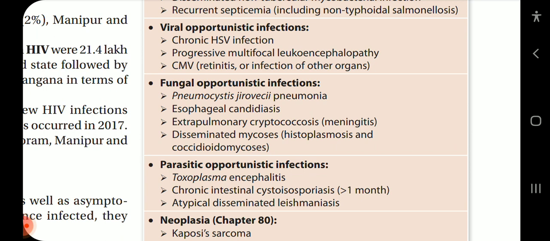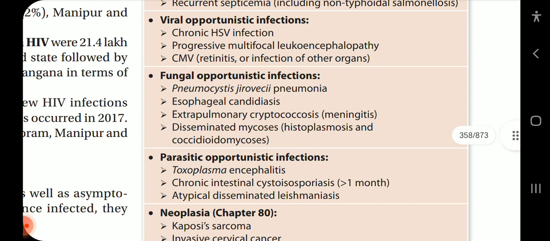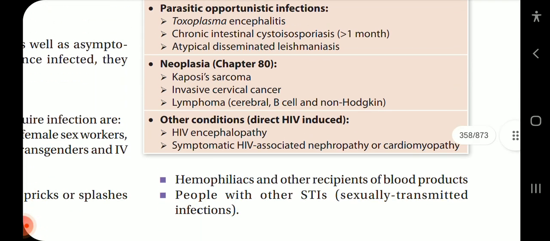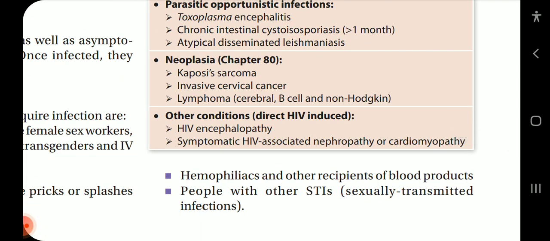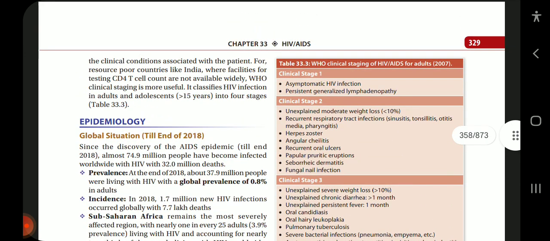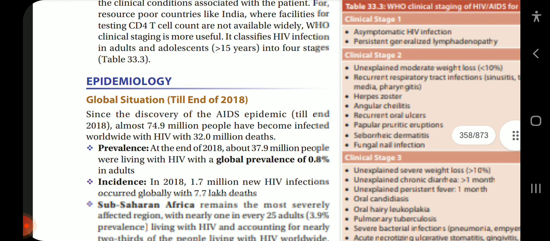cryptococcosis, meningitis, disseminated mycosis, histoplasmosis, and coccidioidomycosis. Parasitic opportunistic infections like toxoplasma encephalitis, chronic intestinal isosporiasis more than 1 month, and atypical disseminated leishmaniasis. Neoplasia, Kaposi sarcoma, invasive cervical cancer, and lymphoma like cerebral and B-cell non-Hodgkin lymphoma. Other conditions directly HIV induced are HIV encephalopathy and symptomatic HIV induced nephropathy or cardiomyopathy. So this is the clinical staging of HIV/AIDS based on WHO criteria.